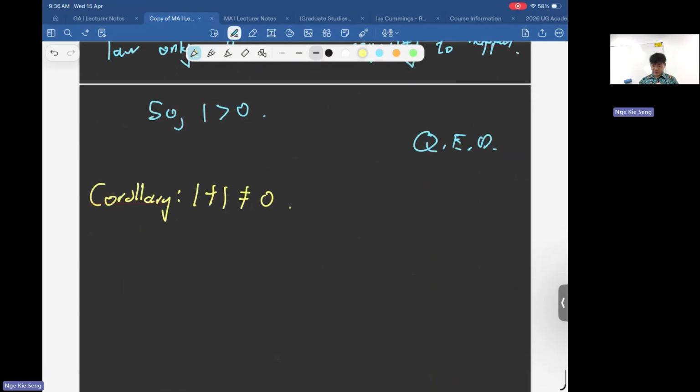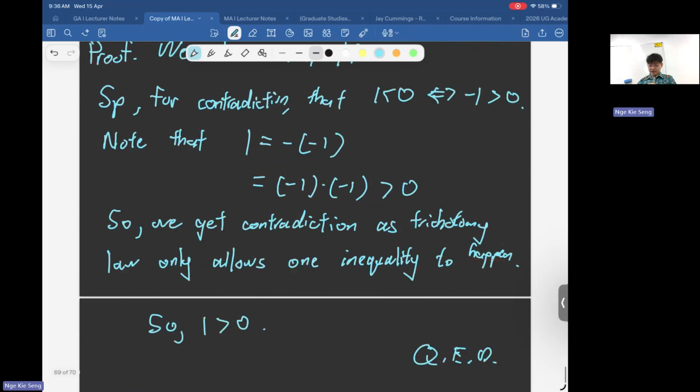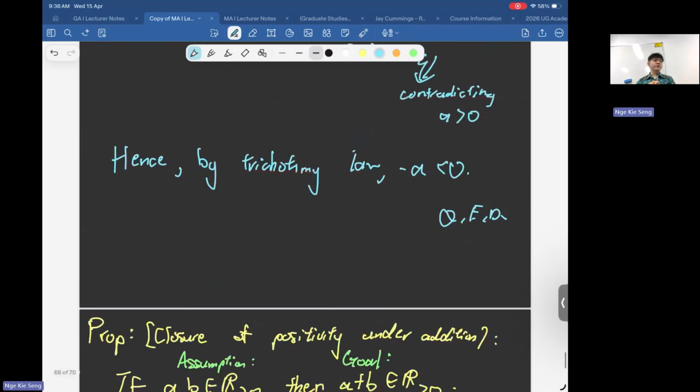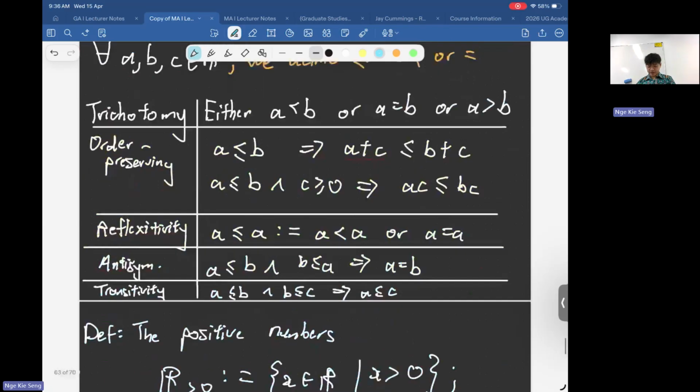Sure. Okay, so maybe we can play around with it a little bit. Since 1 is greater than 0, is 1 plus 1 greater than 1, or greater or equal to 1? Look at your law. If you add 1 to both sides, what is it? The order preserving property, right? So let's go and check.